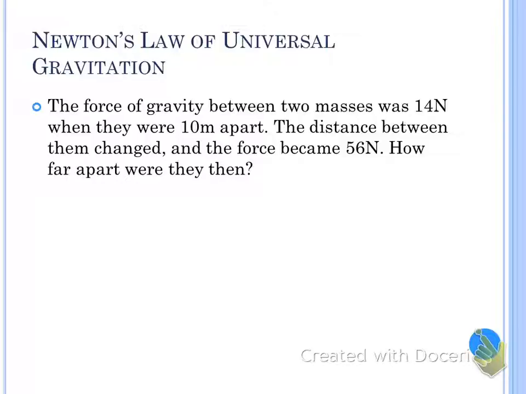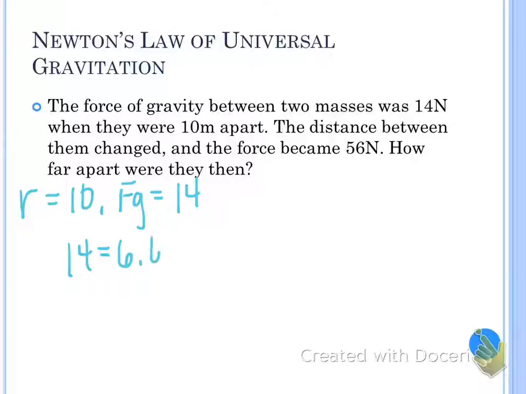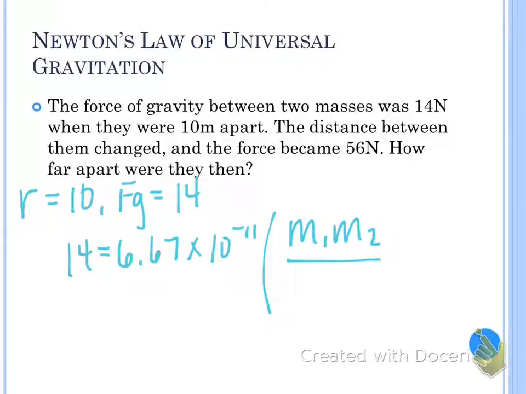Okay, so let's start looking at what we need here. Are we given either mass? No. And we don't necessarily even know if we're looking at the Earth and an object or two other objects. So this is how we need to solve for it. We've got the radius at 10, and when the radius equals 10, the gravitational force is equal to what? 14. Okay, so let's plug these numbers in. We know 14 equals G. We don't know M1 or M2, but we know R squared, so 10 squared.